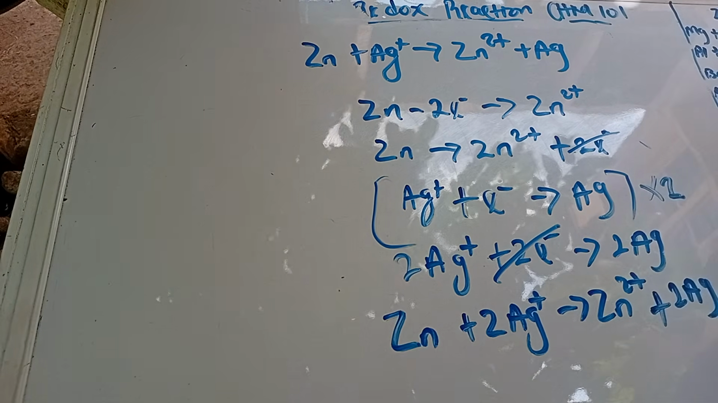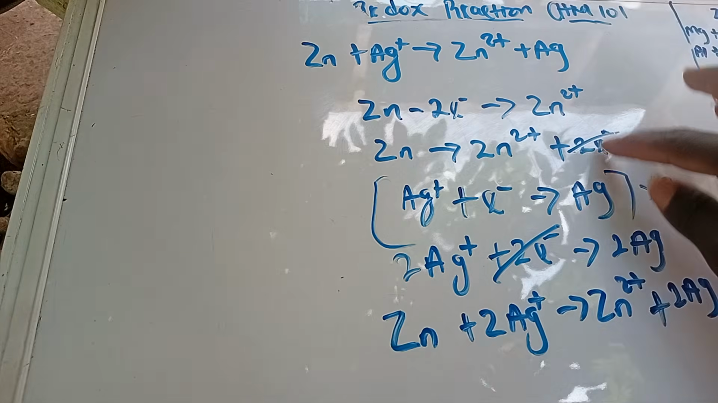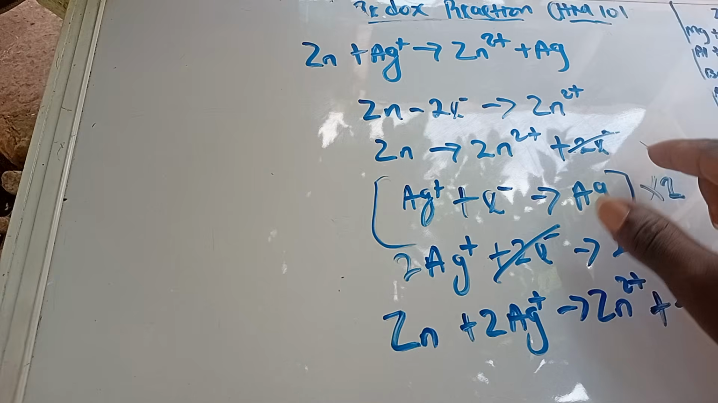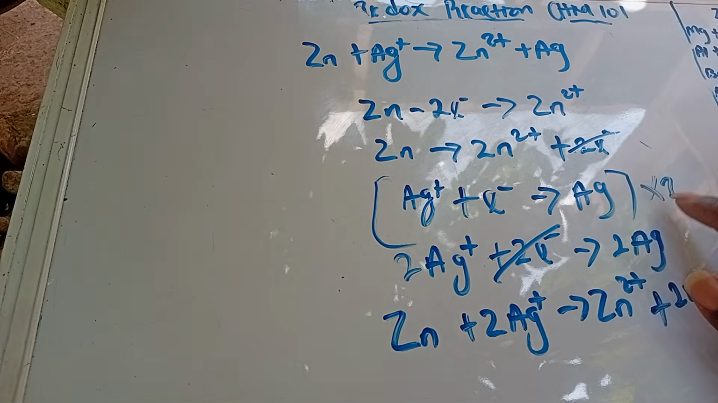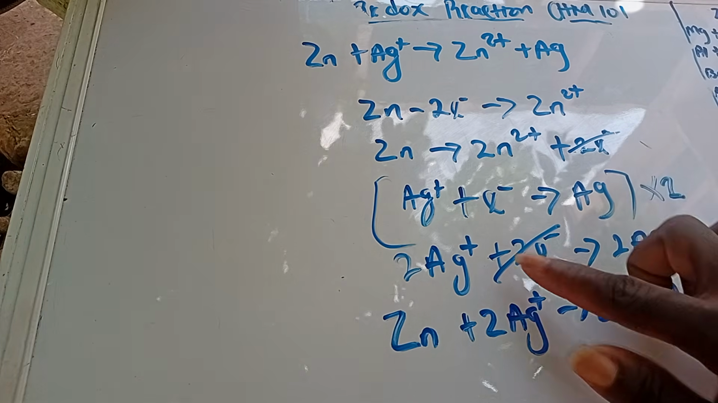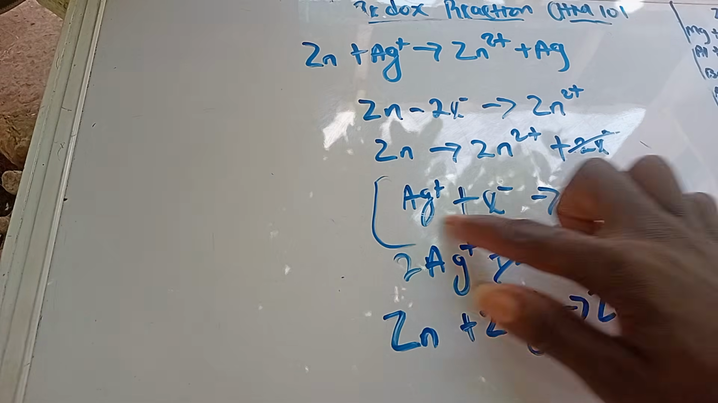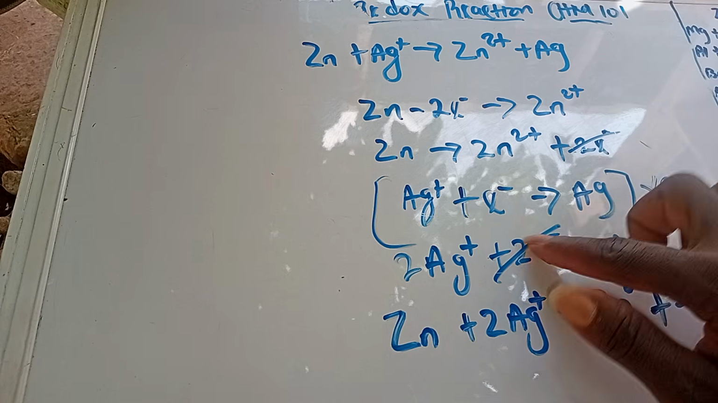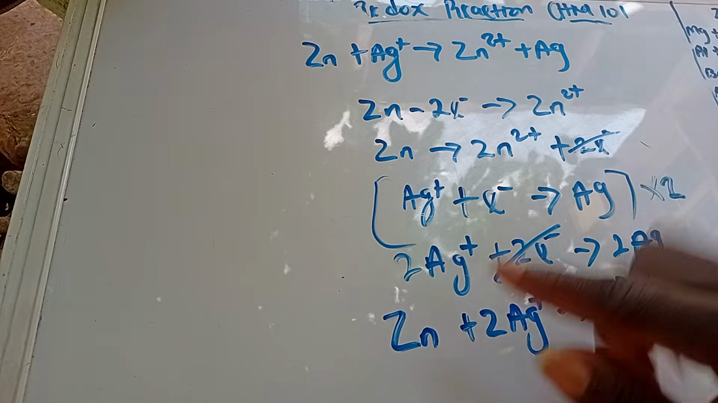After you've written your half reactions, you check the number of electrons. If they are not equal, you balance the electrons out. Forget about the other coefficients. You are checking the coefficient of electron. Since this has 2 electrons, multiply equation 2 by 2. Since this has 1 electron, multiply equation 1 by 1. This will remain the same because I'm multiplying by 1. This one will change because I'm multiplying by 2. Then the electrons will now be balanced and will cancel out.